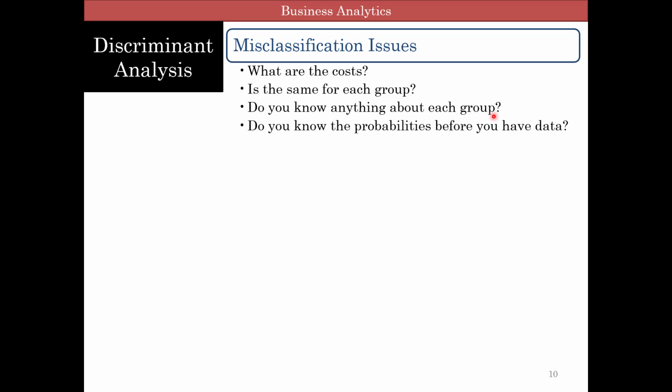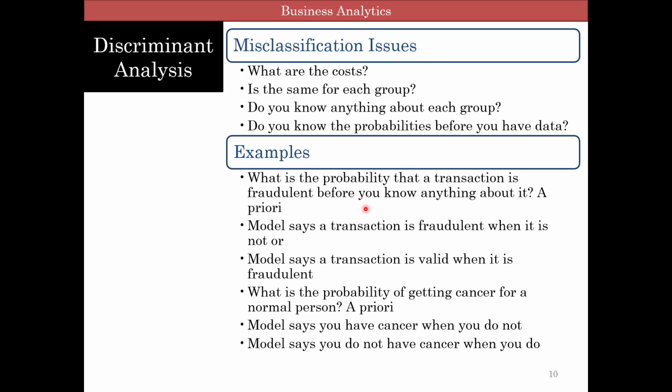Second is, do we know anything about each group? Do we know the probabilities before you have data? Maybe 90% of the people who come into the office, or 99% of the people who come into the office, do not have cancer. And therefore, do we need to use that kind of information instead of assuming they are equally distributed in the population? So here are some examples. What is the probability that a transaction is a fraud before you know anything about it? A priori, and usually it's 2 in a million or something like that. Transactions are coming in high volume to a credit card company, but most of the transactions tend to be not fraudulent.